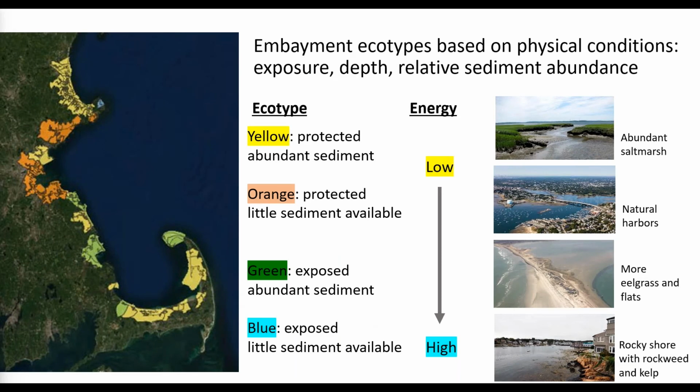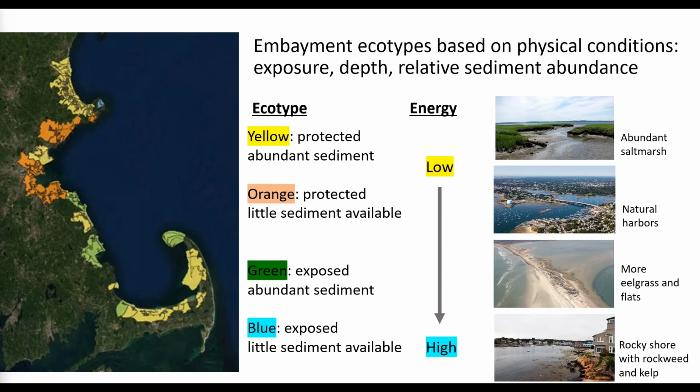The first step was to look at the planning area at the embayment scale through a physical and geomorphological lens. This let us identify the suitability of an embayment to support a specific habitat or habitats. We call these ecotypes, and we characterized each of the 47 embayments into one of 4 ecotypes based on 3 criteria: exposure to wave action, amount of sediment, and water depth.